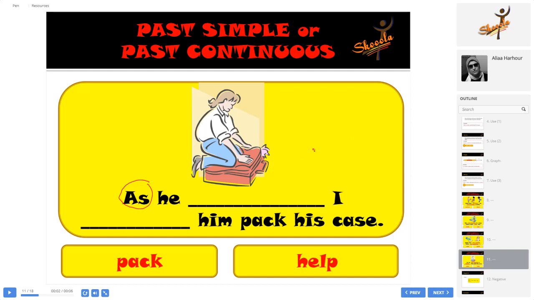So as he was packing. Why do I use was and not were? Because we have here he. So as he was packing, I helped him pack his case. Why do we use here helped? Because it takes a short time. The guy was packing his bag in at least 30 minutes, and I helped in a couple of minutes, or 1 minute, or maybe 3 minutes. The action was interrupted in the middle. He took a long time packing, and I came in and I helped him with maybe putting a t-shirt or a jacket inside the bag, and the action was over.